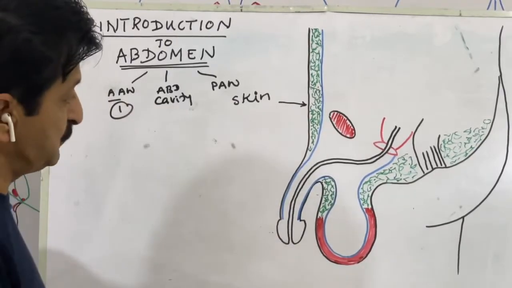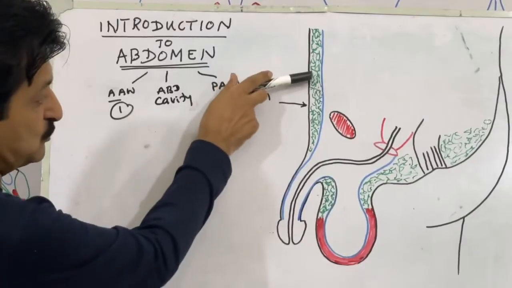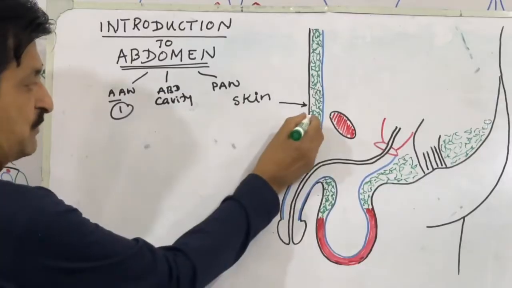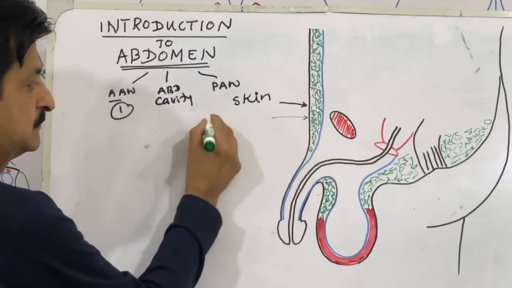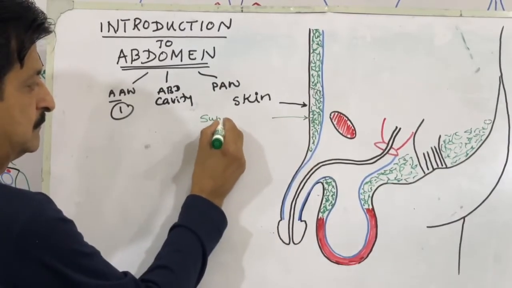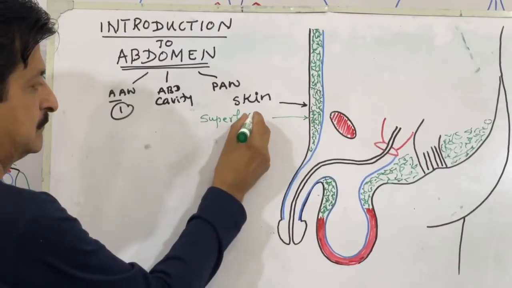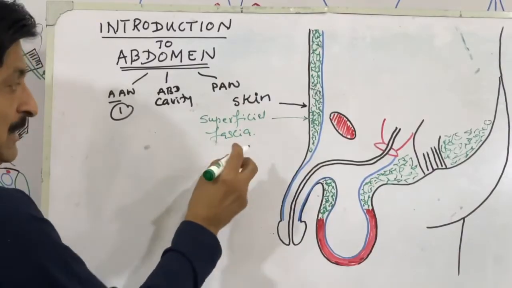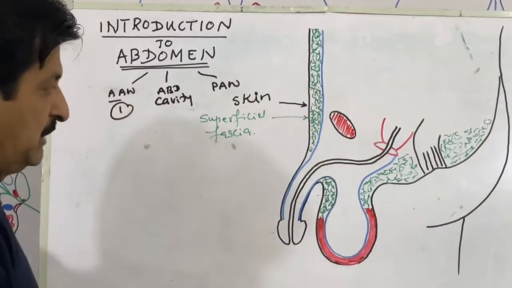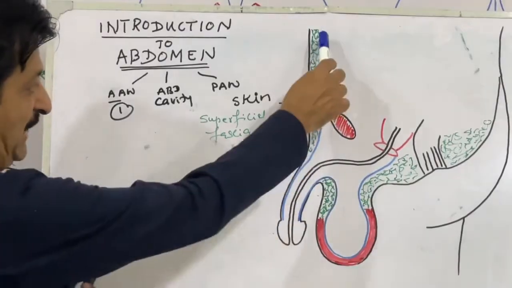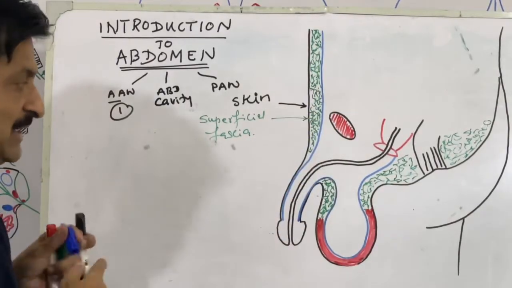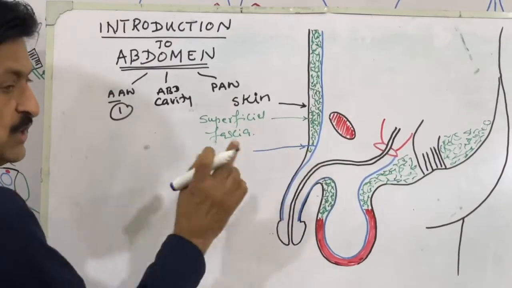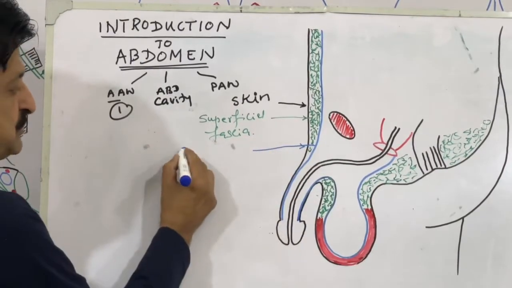And if you're looking at the superficial fascia, this one which we are showing you in green, this is called superficial fascia. And when you go deeper to this fascia, this blue line which has been shown here, this is called again superficial fascia. This is a second layer of superficial fascia, because in the anterior abdominal wall, we have two layers of superficial fascia.